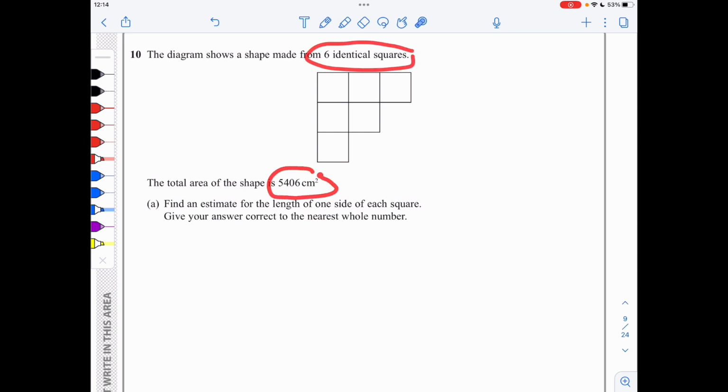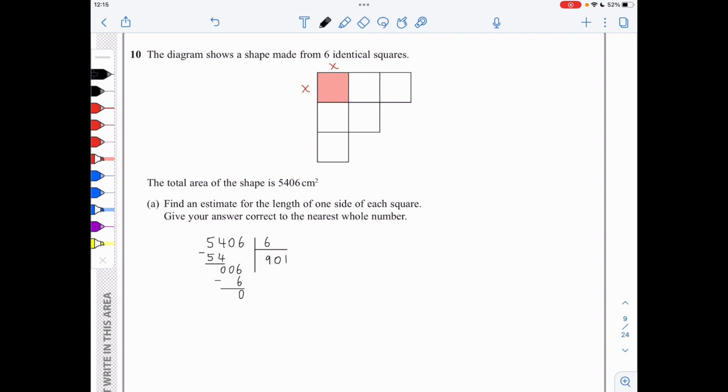The total area is 5406 square centimeters, and we need to find an estimate for the length of one side of each square. So one such square is that one, and we can call each side having a length of x. So I can start by doing 5406 divided by 6 to get the area of each square. 6 into 54, it goes 9 times, so a remainder of 0. Get the 0 down. 6 into 0 goes 0 times, and then get the 6 down, which goes 1 time, and I'm left with a remainder of 0, of course.